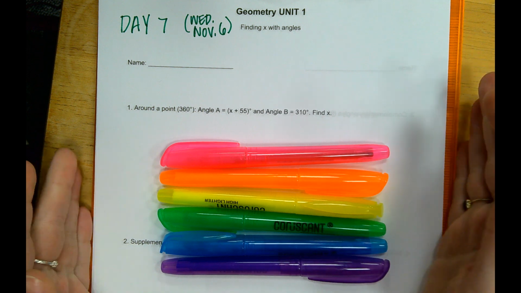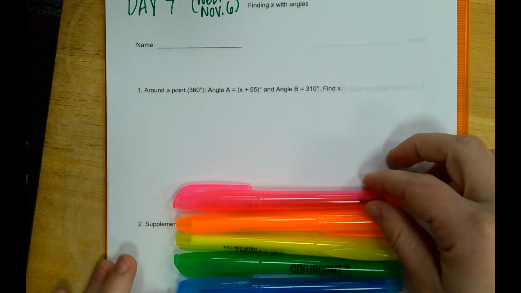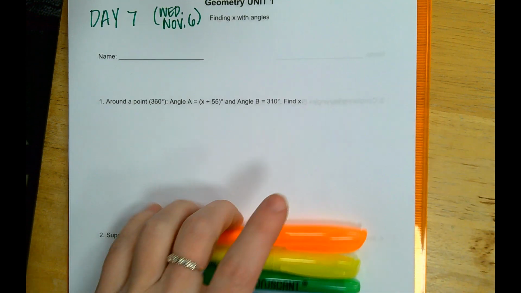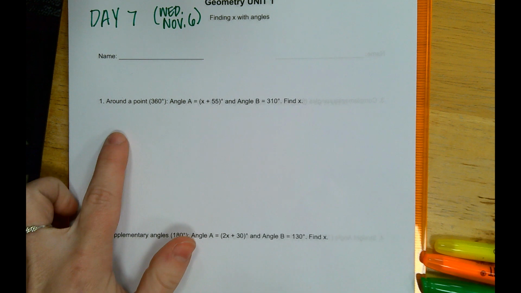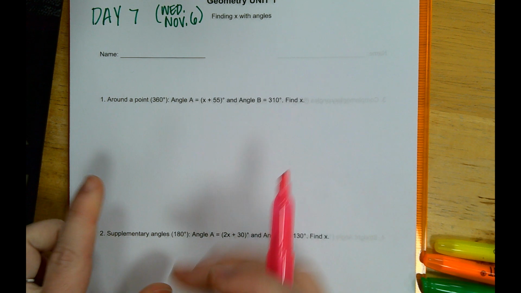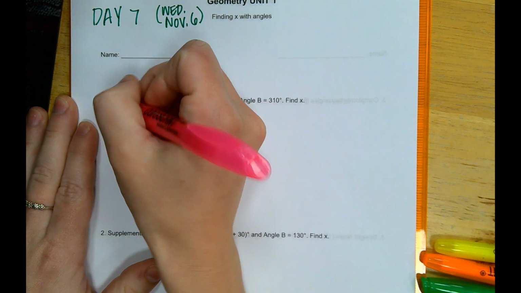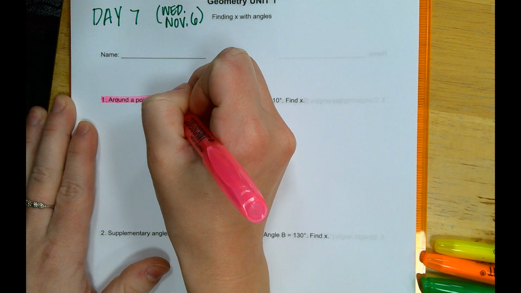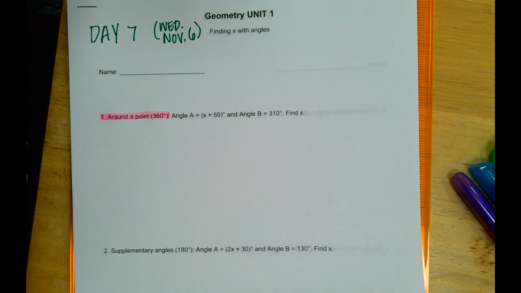Right. So now let's use these colors, and I want to just kind of label each different kind of problem we'll see on this worksheet. So to start, for number 1, we're going to be talking about angles around a point, or angles that are going to add up to 360 degrees. And I'm going to start with my pink highlighter, and I'm just going to highlight that around a point, 360 degrees. And now I'm just going to go to every other page and find any other problems like that.